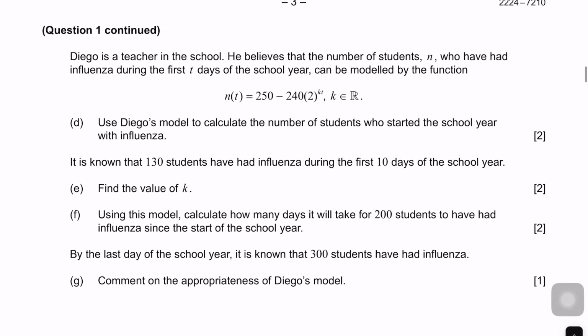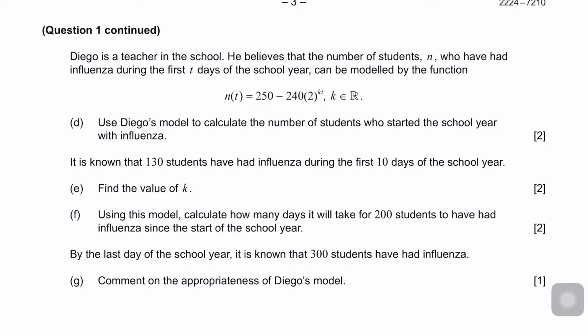All right, so rounding out this question. Diego is a teacher in the school. He believes that the number of students n who have had influenza during the first t days of the school year can be modeled by the function: number of students as a function of time is equal to 250 minus 240 multiplied by 2 raised to the power of kt, where k itself is some real number. That means it can be any value, actually. It could be positive or negative. All right, so let's go on.